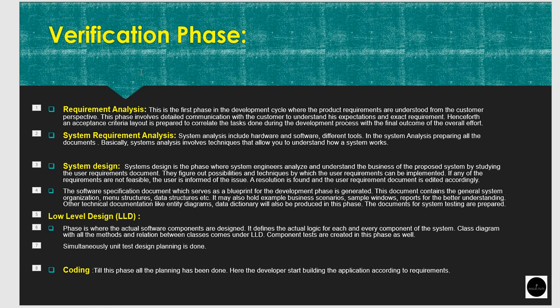So let's start with the verification phase. Verification phase starts with the requirement analysis. This is the first phase in the development cycle where the product requirements are understood from the customer perspective. The phase involves detailed communication with the customer to understand his expectation and exact requirement. Henceforth, an acceptance criteria layout is prepared to correlate the task done during the development process with the final outcome of the overall effort.